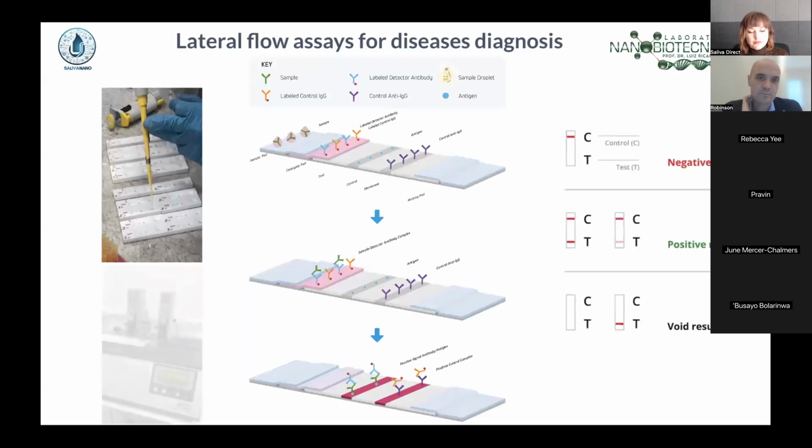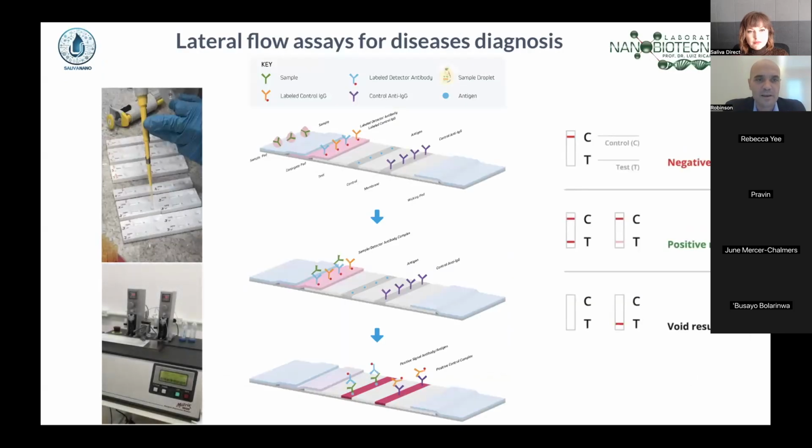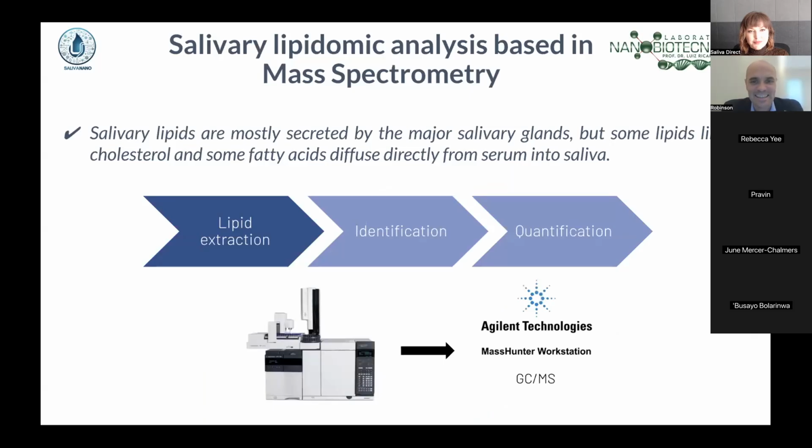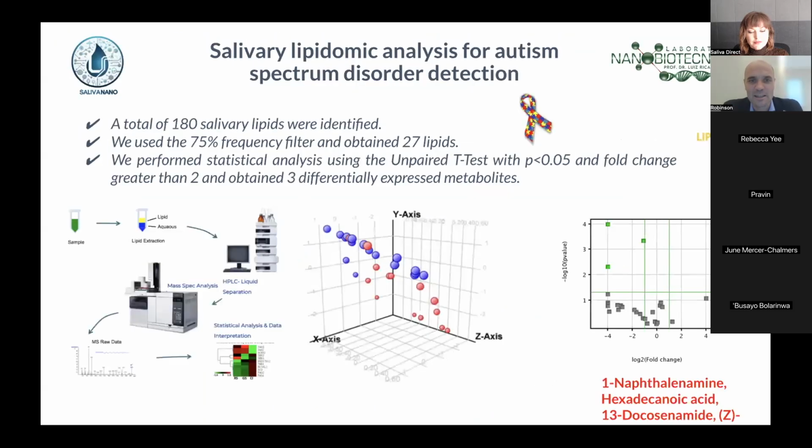Next one, please. And this test we have performed in the laboratory of nanotechnology, and we have tried to insert our bioactive molecules to develop novel lateral flow assays for several diseases. Next one. And in that case, we have used salivary lipidomics. And the next one, using this salivary lipidomics, we tried to detect a difference in autism spectrum disorder.